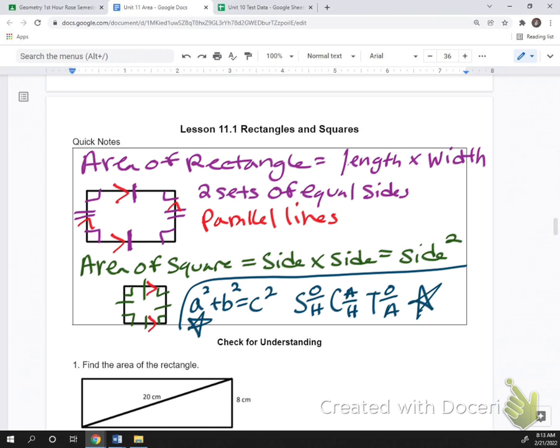We're going to do the check for understanding before I pass out homework. So you're going to do 1, 2, and 3. Number 2 is a composite area. So really look at the diagram for number 2. Ready, set, go. Check for understanding, then we'll get our homework.